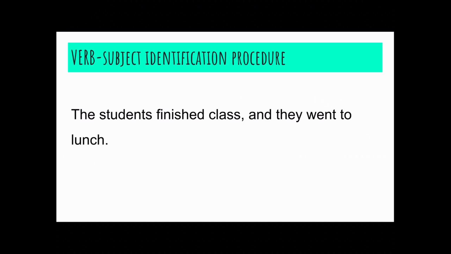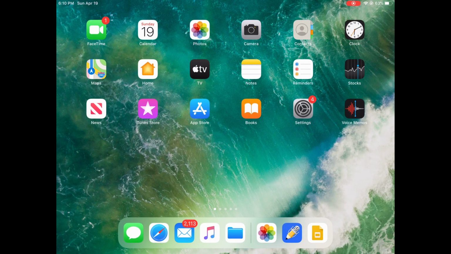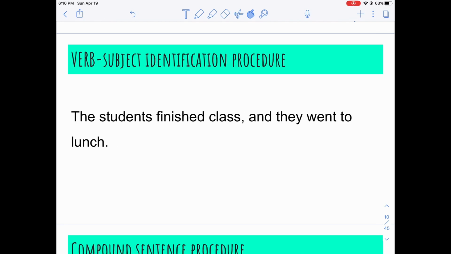We're going to now go through the verb-subject identification procedure to make sure that these are two simple sentences. And in order to do that, I'm going to go back into Notability so that I can write these down with you. The students finished class. We're going to look at that one first. In that simple sentence or independent clause, finished is the verb. And who or what finished? Students. Is there any helping verb? No, so it's just an SV.